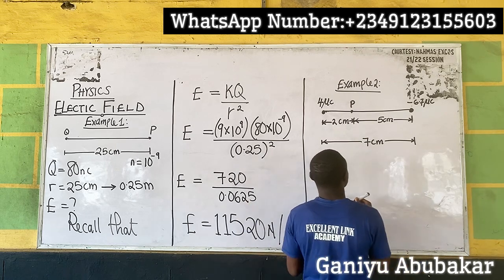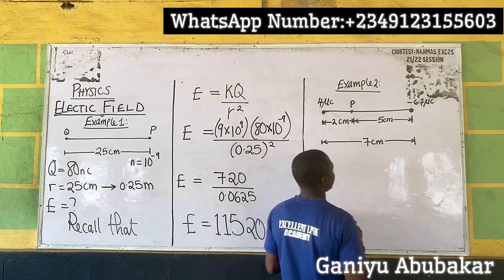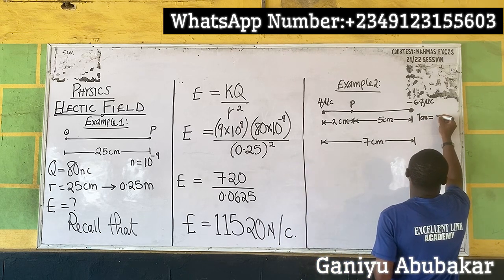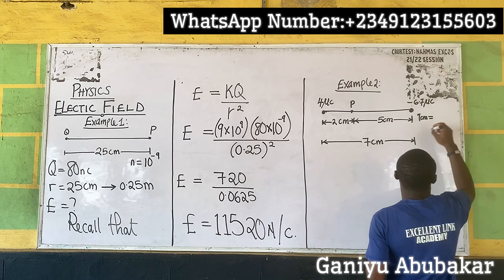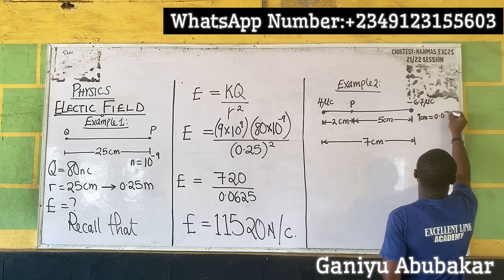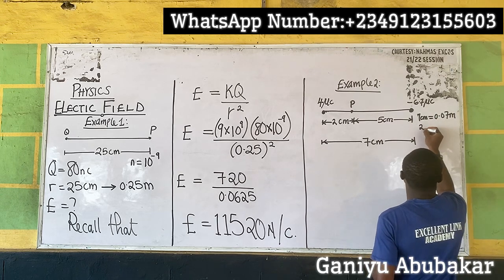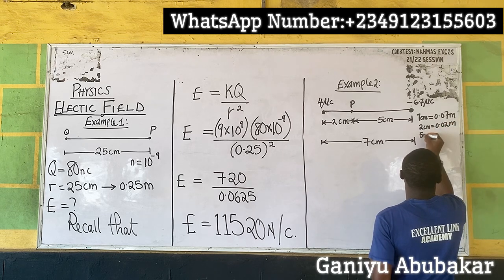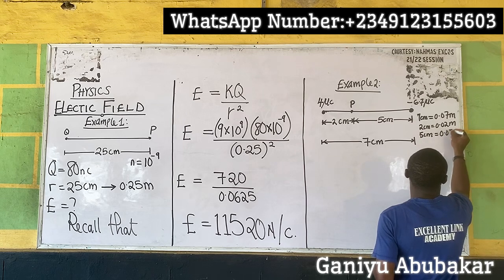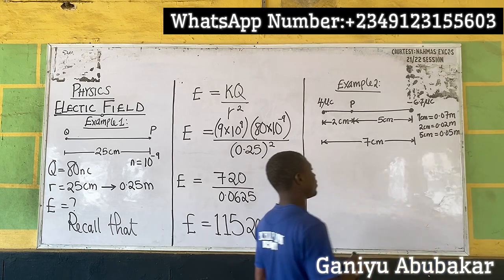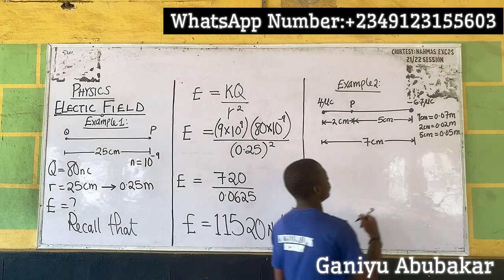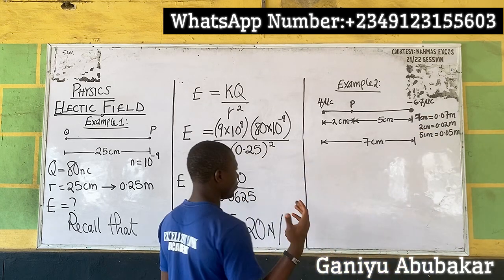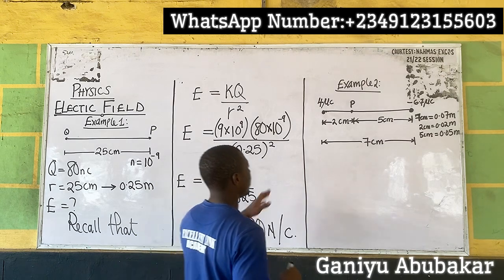7 cm divided by 100 gives 0.07 meters. Your 2 cm gives 0.02 meters. Your 5 cm gives 0.05 meters. All right, I've converted the values, the distances are now in meters.